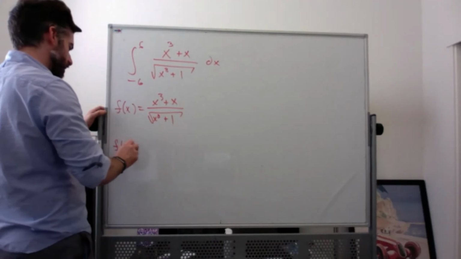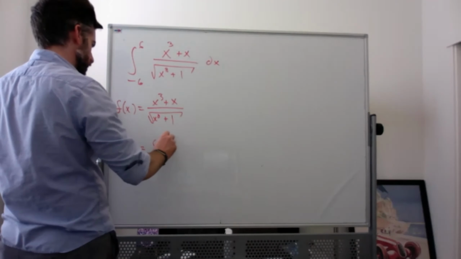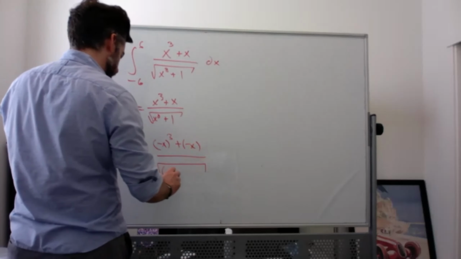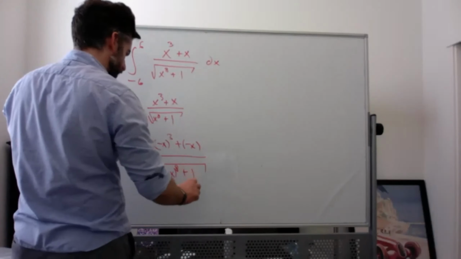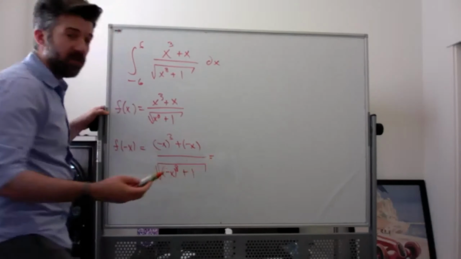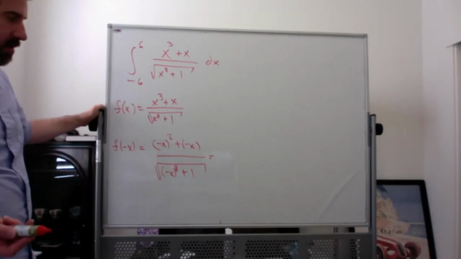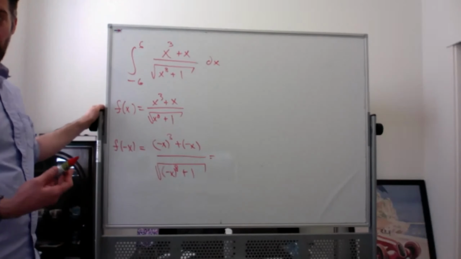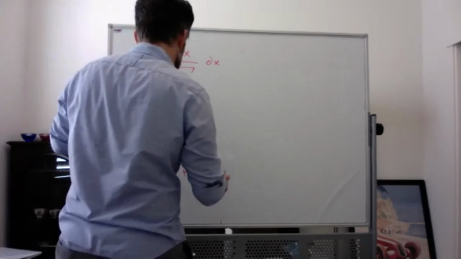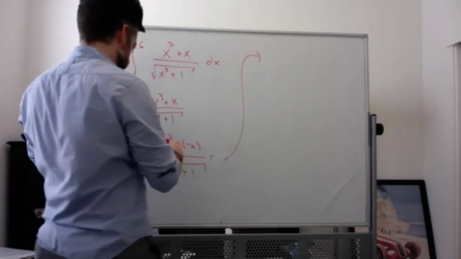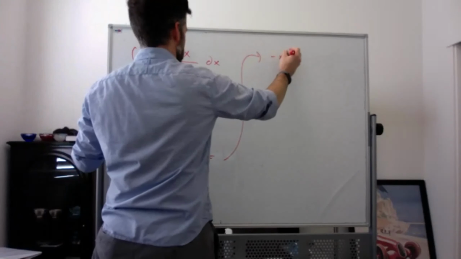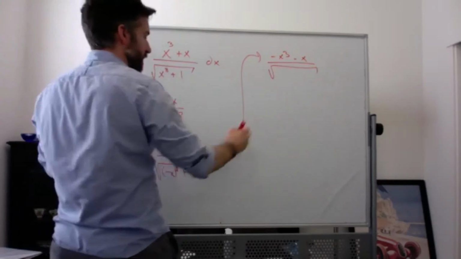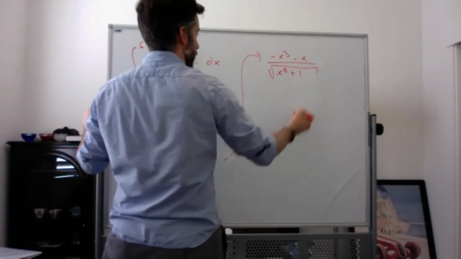f of negative x is, let's see, negative x cubed plus negative x, all over the square root of negative x to the 8th plus 1. Odd powers end up keeping the negative sign, even powers end up losing it. So I end up with negative x cubed minus x, all over the square root of just, this is still x to the 8th plus 1.